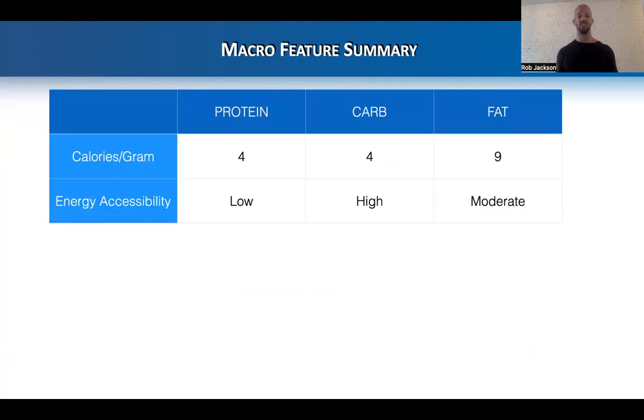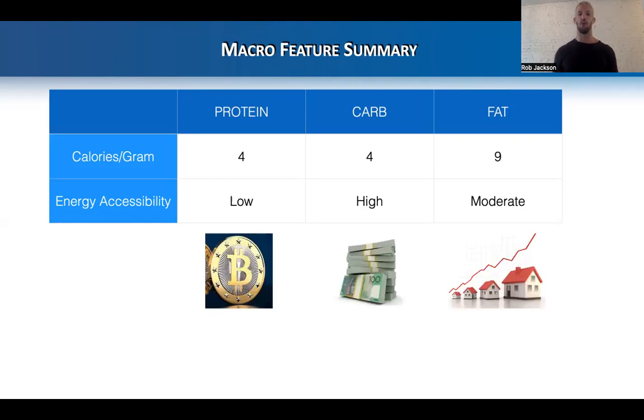Equally, when we're talking about energy accessibility, I've ranked these, very basically, as protein is low energy accessibility. If I consume a lean chicken breast, how accessible that energy is to me is quite low, versus carbohydrates, which is high, and fat, which is moderate. It's not a perfect analogy, but I thought this might help explain that concept a little better. So we could think of protein as maybe something like Bitcoin, where yes, it might have value to it, but in order to access it, it can be a little bit timely, and it actually costs due to the transaction fee.